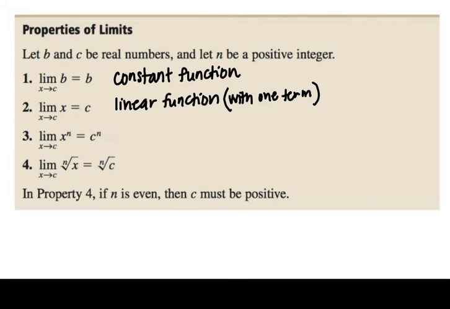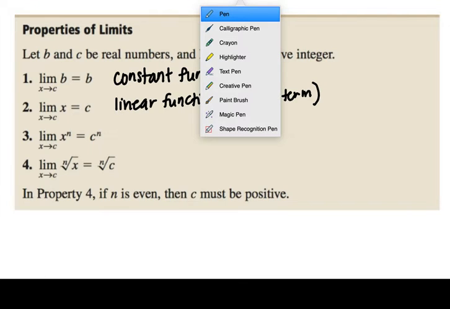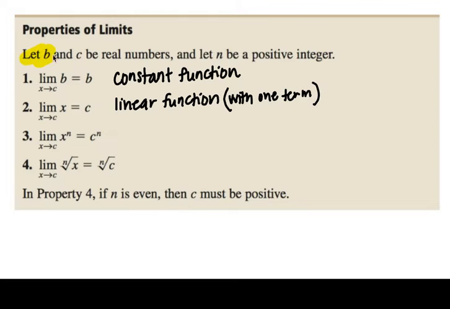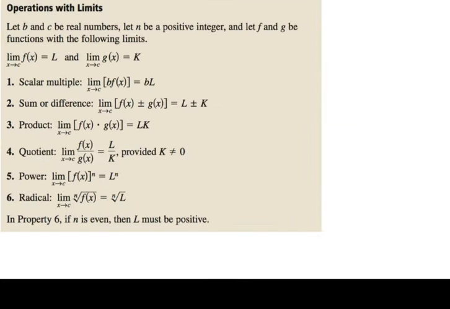The limit as x approaches c of an exponential function is equal to c raised to the n power. And then we have a radical function. Can't really say a square root function. A radical function. If your index is even, then c must be positive. Okay, so these properties are actually very, very helpful for you to have. B and C are real numbers, okay? This would be a good idea for you to make some note cards with, these properties of limits, because if you know these shortcuts, and I know it seems maybe confusing now, but you'll use them later on.